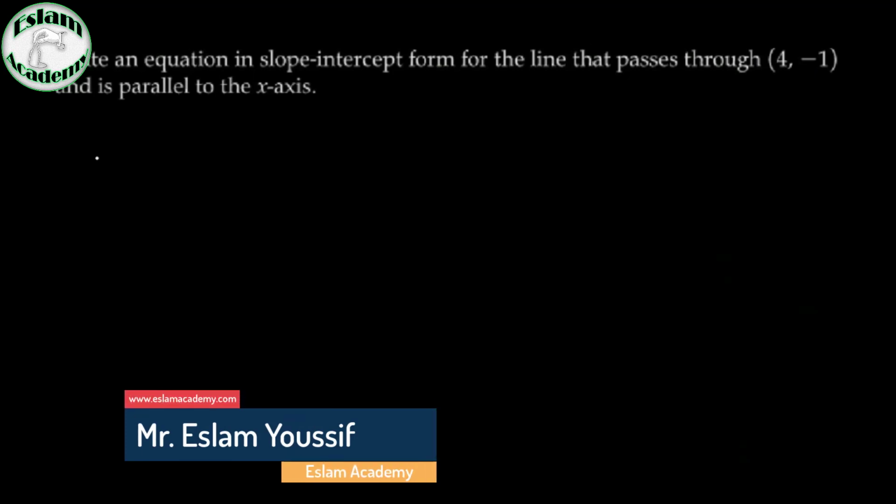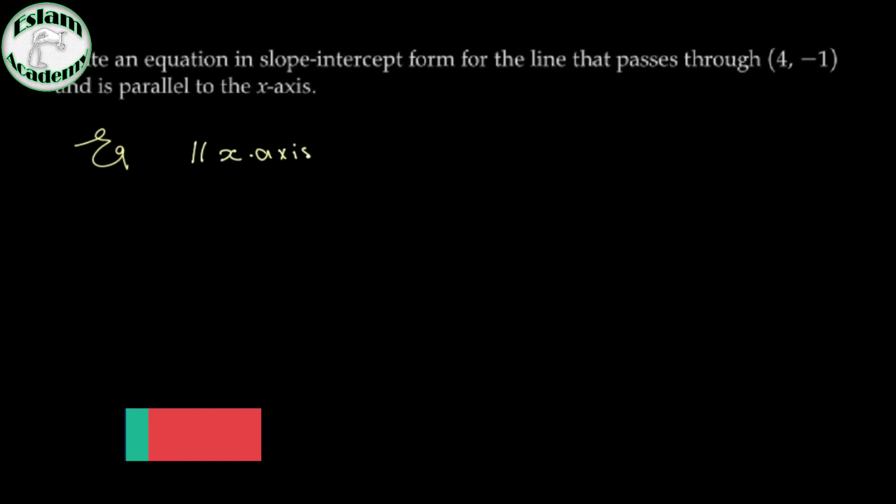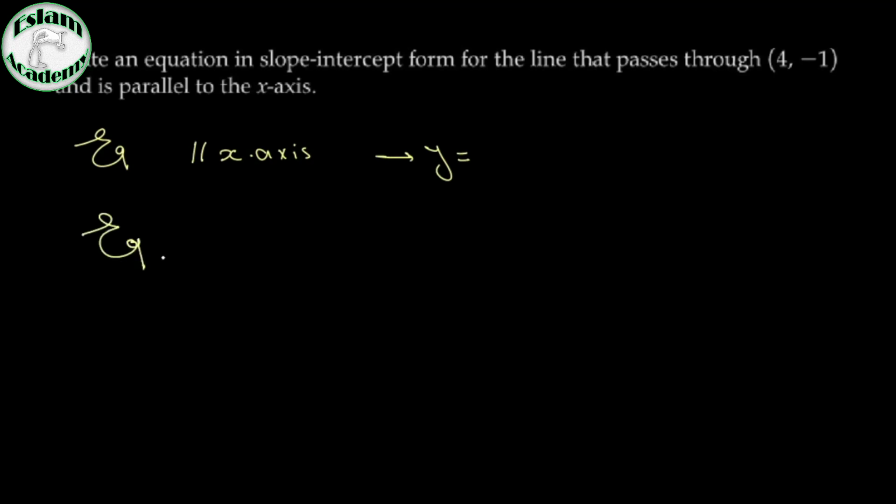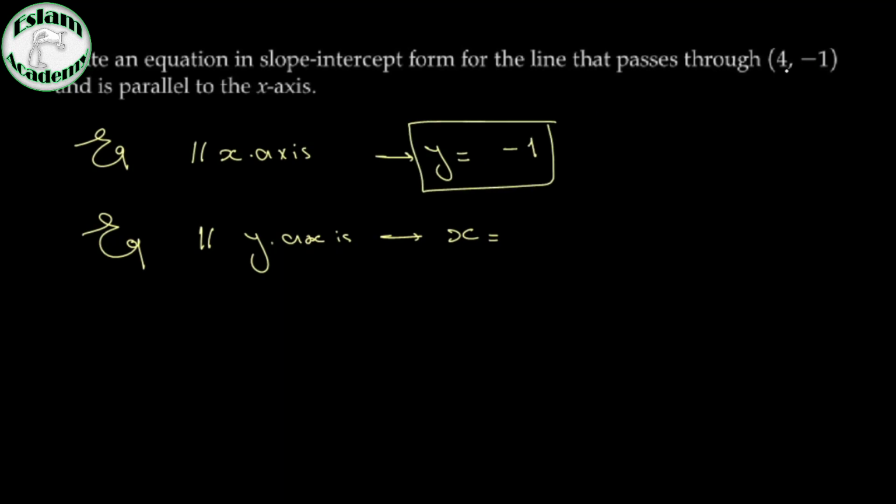Write an equation in slope-intercept form for the line which passes through the point (4, -1) and is parallel to the x-axis. The equation of any line parallel to the x-axis is y equals, and the equation of a line parallel to the y-axis is represented as x equals. So what is the value of y for the first one? y equals -1. So the equation of the line parallel to the x-axis and passing through the point (4, -1) is y equals -1. And the equation of the line parallel to the y-axis and passing through the point (4, -1) is x equals 4.